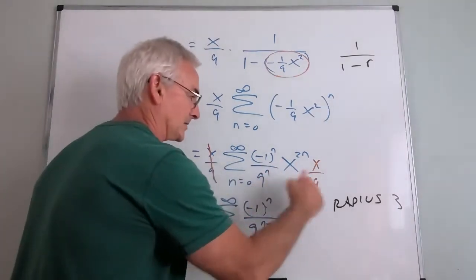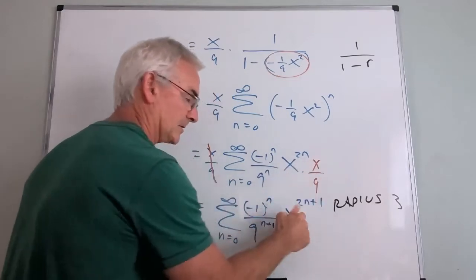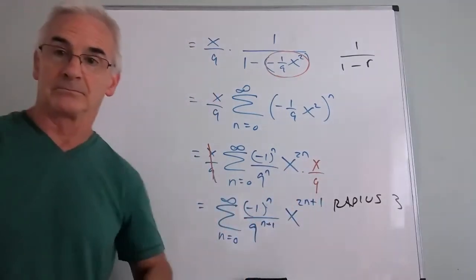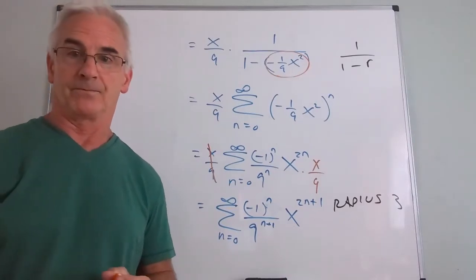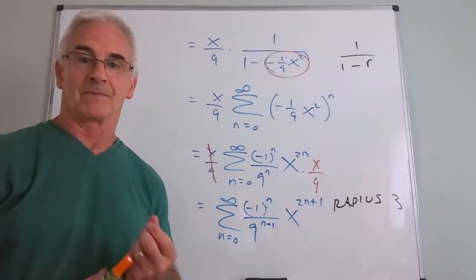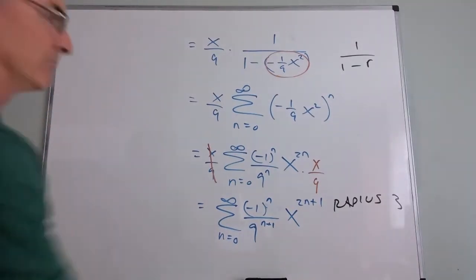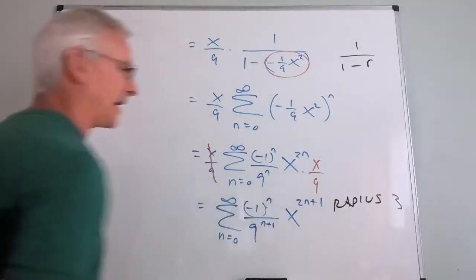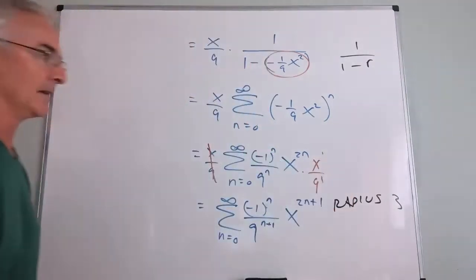So I have 9 to the n times another 9. I have x to the 2n times another x. That's it. Then you add the exponent. Oh, I see. Because it's 9 to the exponent of 1 and x to the 1. Yeah, 9 to the 1. Exactly. That's the safest way of thinking of that.